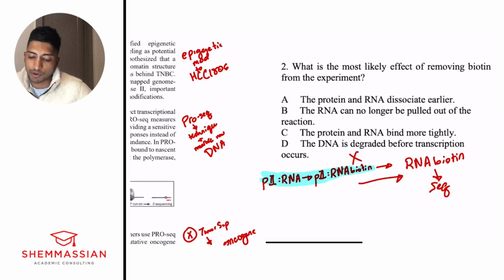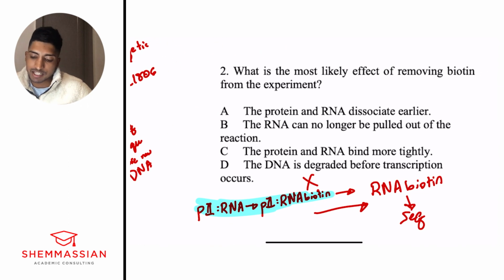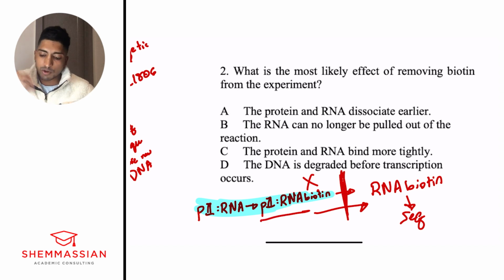So which answer choice talks about that? The protein and RNA dissociate earlier? That's not necessarily true, right? We're stuck at this place. There's a little wall right here where we're stuck at this P2 RNA state without the biotin. So we can eliminate that. The RNA can no longer be pulled out of the reaction. Exactly, right? If we're stuck there, we can't get to this RNA biotin state where we can sequence it. So B is seeming like our best answer.